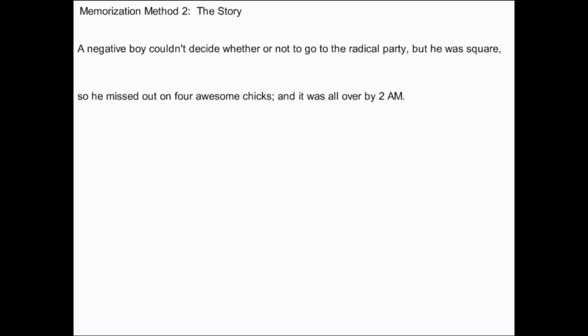So what we have is a negative boy, and that corresponds to negative b. Ooh, wrong pen. Sorry about that. And he couldn't decide whether or not to go to the radical party, so he couldn't decide whether or not to go corresponds to the plus or minus. And then we have a radical party, and that corresponds to the square root, but he was square. So, sorry about that. He was square, so he's a boy, but he's square, so b squared.